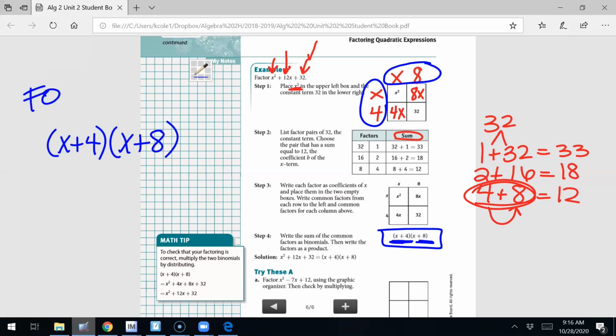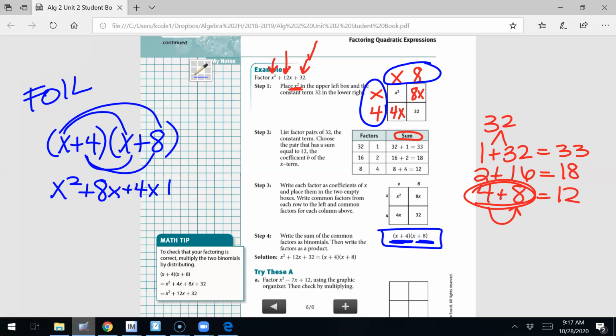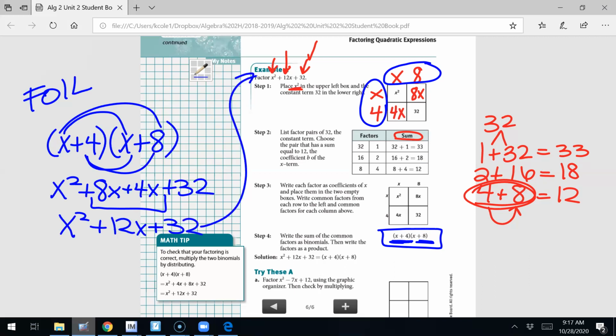First, outer, inner, last. X times x is x squared. X times 8 is 8x. X times 4 is 4x. And 4 times 8 is 32. Then you combine your like terms. X squared plus 12x plus 32. Is that what we started with? So you did it. You got the right answer. This is factoring quadratics, okay? So I like to use this Punnett square just because it makes it simple, okay? We want to simplify things.